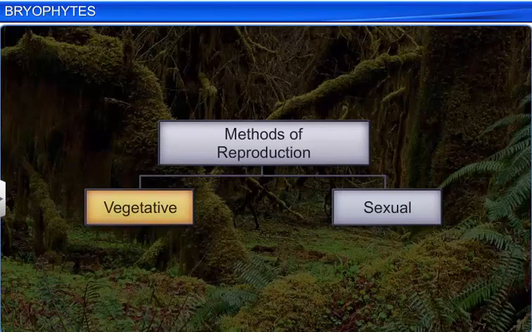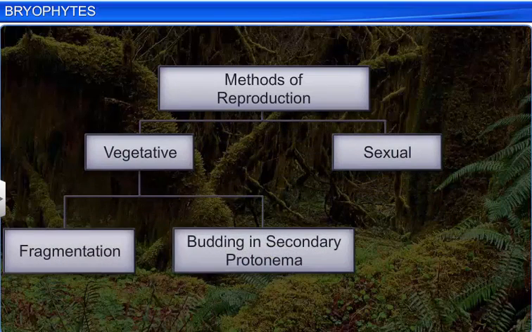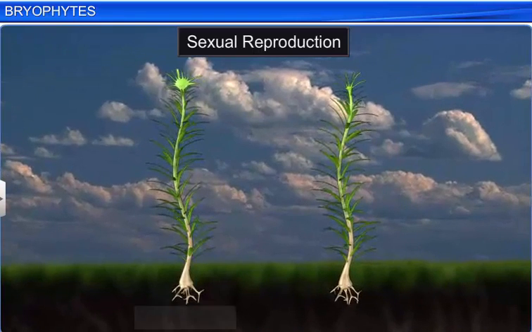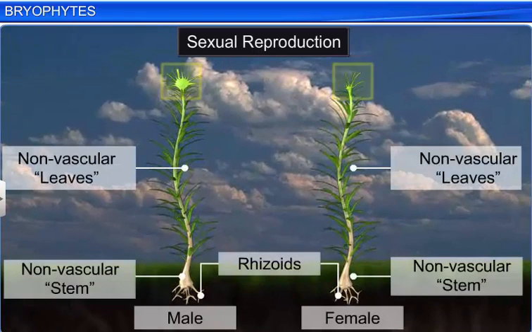Mosses reproduce vegetatively and sexually. Vegetative reproduction is by fragmentation and budding in the secondary protonema. In sexual reproduction, the male and female sex organs are produced at the apex of the leafy shoots.